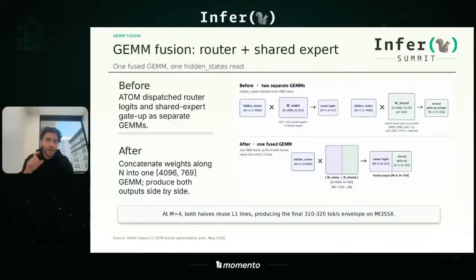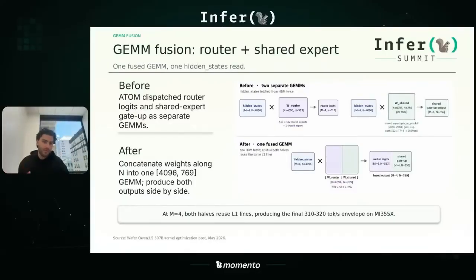shared expert. Now, what this meant before is that we used to dispatch the router so that we had the separation between the logits and the shared expert gate up. And these were 2 separate GEMMs. And you can see this illustration here where we're hitting the before: you have the hidden states times the W router as 1 GEMM here. And then on the other side, you have the hidden states times shared. So these are 2 different matmuls, which are GEMMs, just generalized matrix multiply.